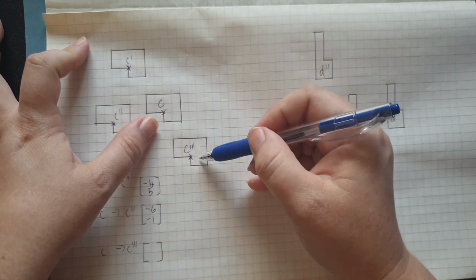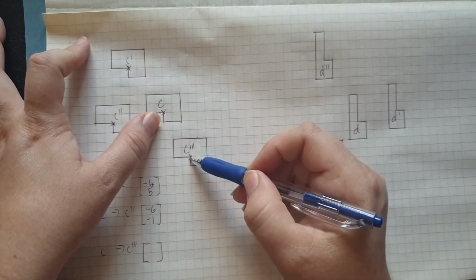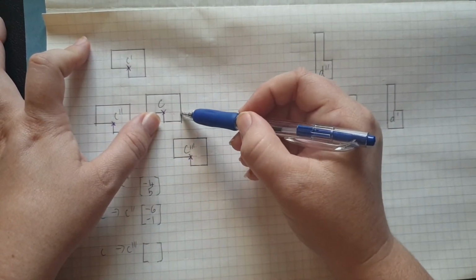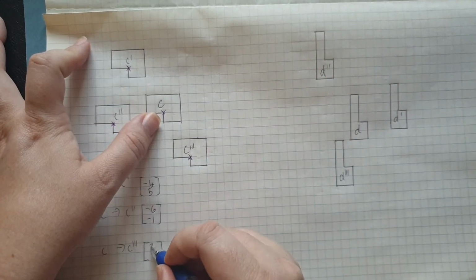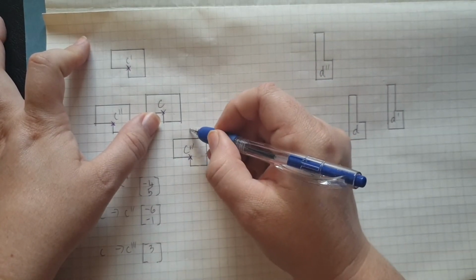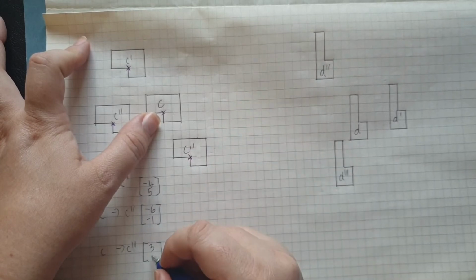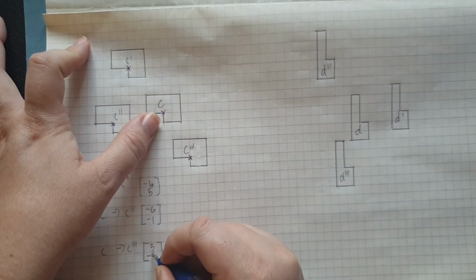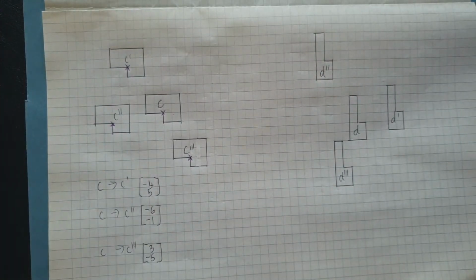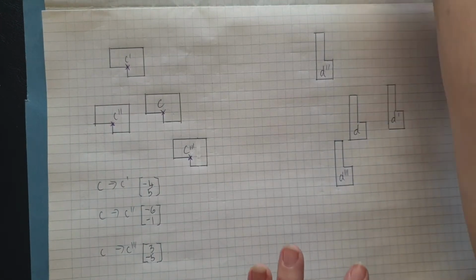Final one from C to the image of C. Checking we're on the same corner. 1, 2, 3. How far down? 1, 2, 3, 4, 5. And that's a negative 5 because we're going down. Okay. Right, moving back to this one.